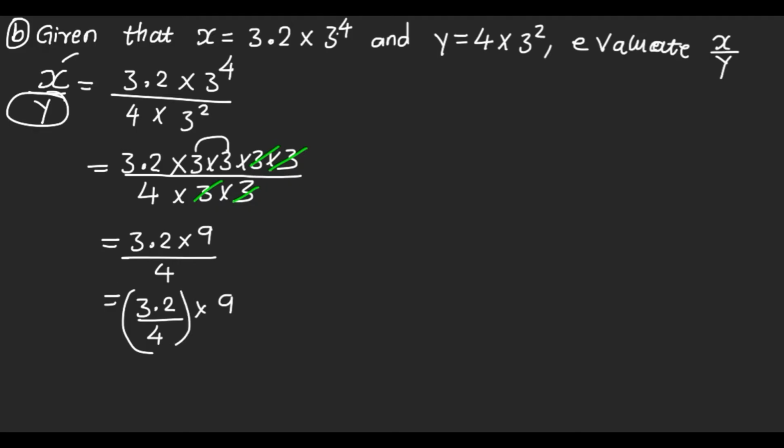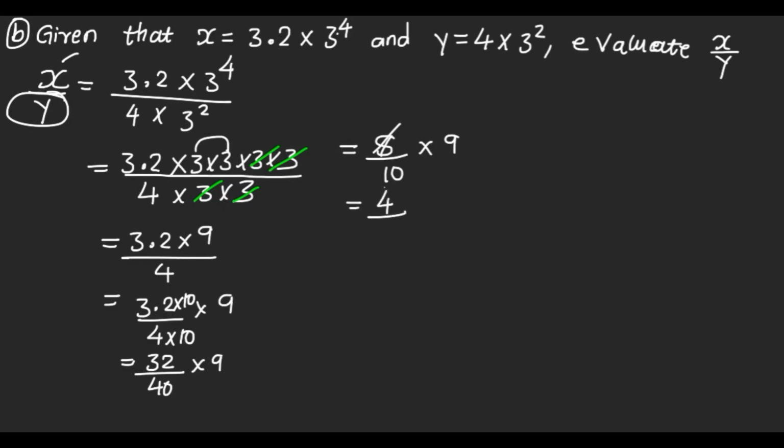If we are trying to simplify this one, there is only one decimal place here, so we multiply by 10, also here by 10. So 3.2 times 10 is 32, over 4 times 10, we have 40, then times 9. Let's simplify this part. We can see that 4 is common. 4 into 32 gives us 8, over 4 into 40 gives us 10. Then we can reduce again: 2 into 8 is 4, over 2 into 10 gives us 5, times 9.